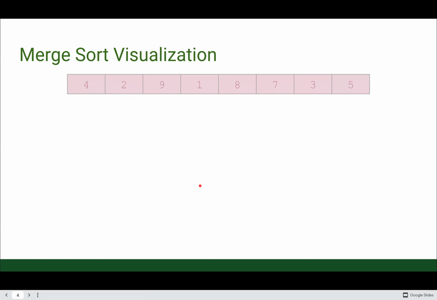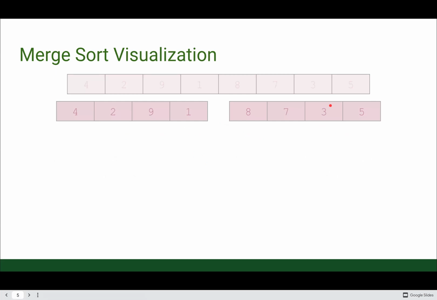So here's a visualization of what merge sort looks like. I have this list. Clearly, it's unsorted: 4, 2, 9, 1, 8, 7, 3, 5. Not a sorted list. So we're going to split this into two halves, left and right, and we're going to operate on our left half first. This list is still not one element long, so we're going to split it in half. And we're going to once again work with our left half. Still not one element long, so we're going to split it in half. Now we have two single element lists, 4 and 2.